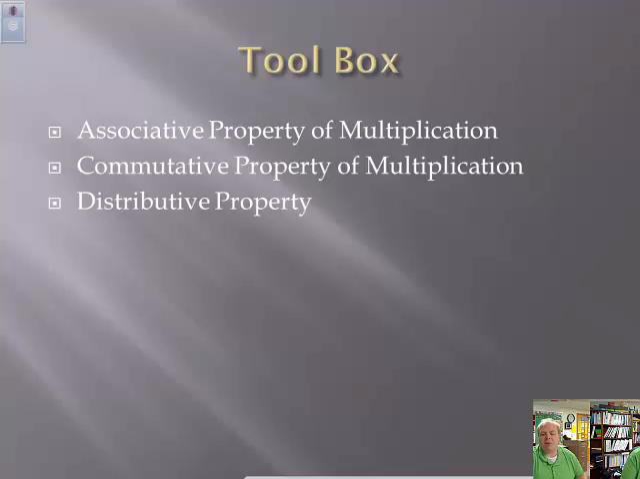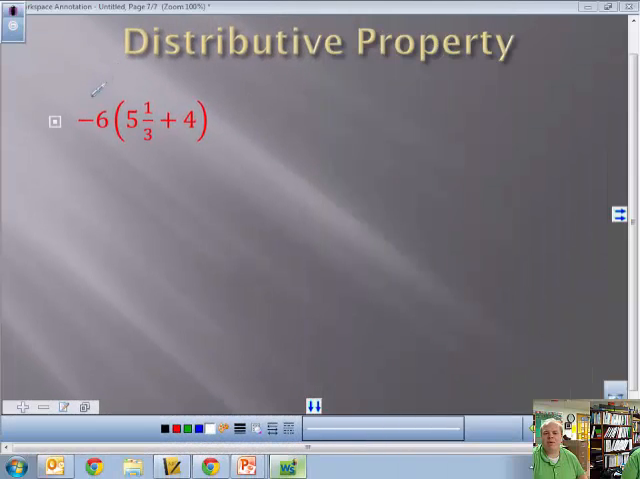Now, we really haven't talked about the distributive property a whole lot, so let's look at that real quick. With the distributive property, I usually have something outside my parentheses. All I'm going to do with this number outside is distribute it to everything on the inside. So I multiply it times this first term and times this second term. Well, let's go ahead and do that real quick.